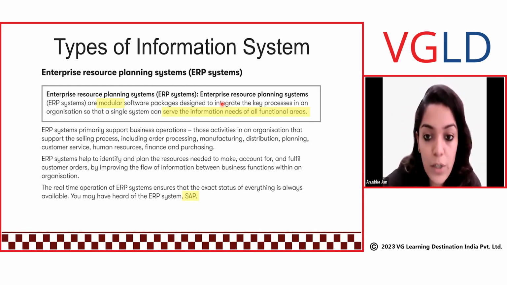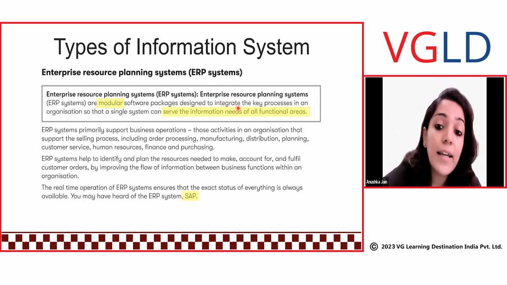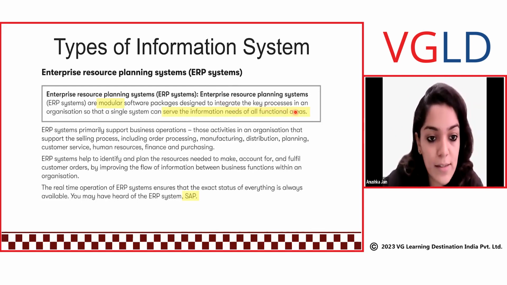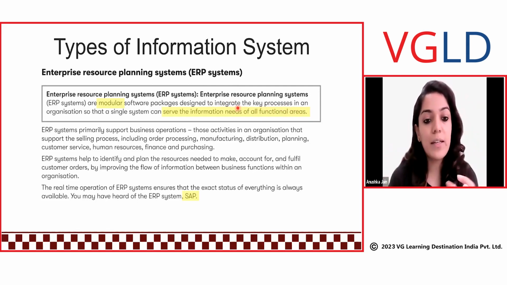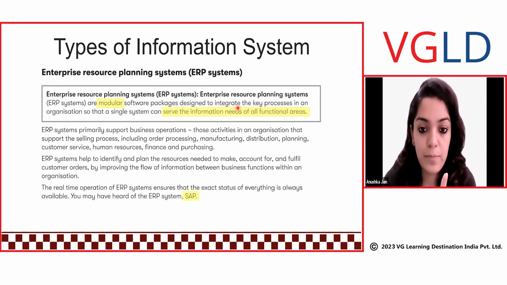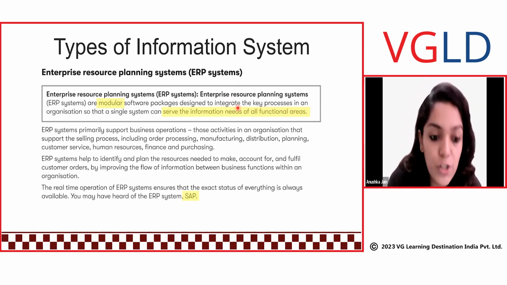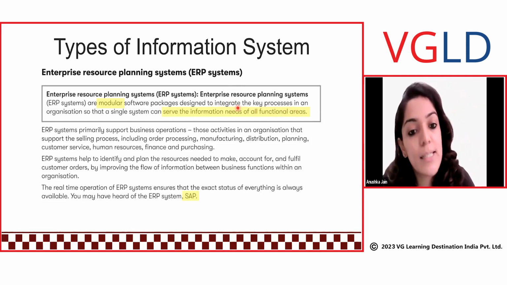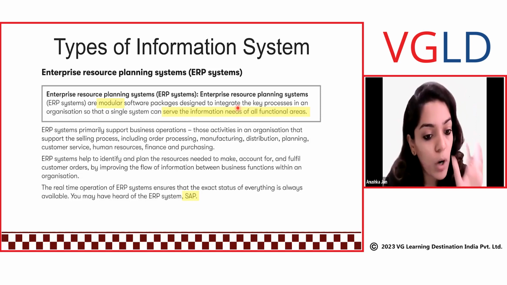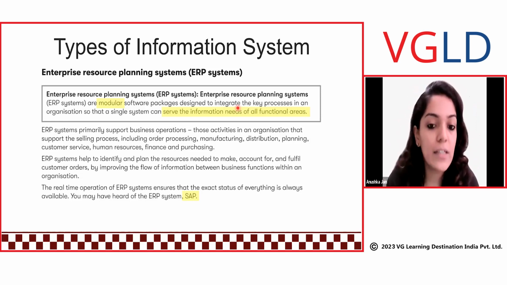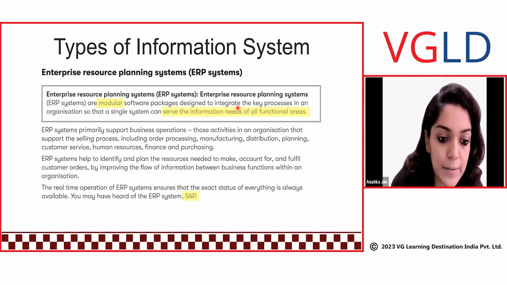So they have different modules which are designed to integrate the key processes in an organization. What they do is collect the different data from the different aspects and integrate it so that one single system can serve the information needs of all the functional areas. Purchase details are getting captured there, and the monetary impact gets captured in the financial books. So it is modular and it is integrating the data so that it becomes handy and useful for all the functional areas.